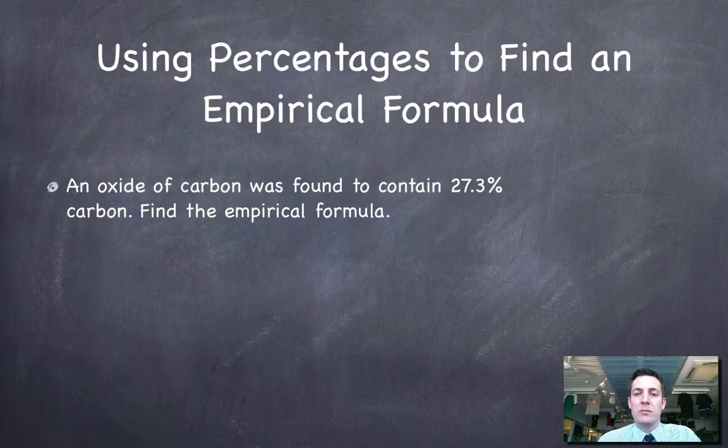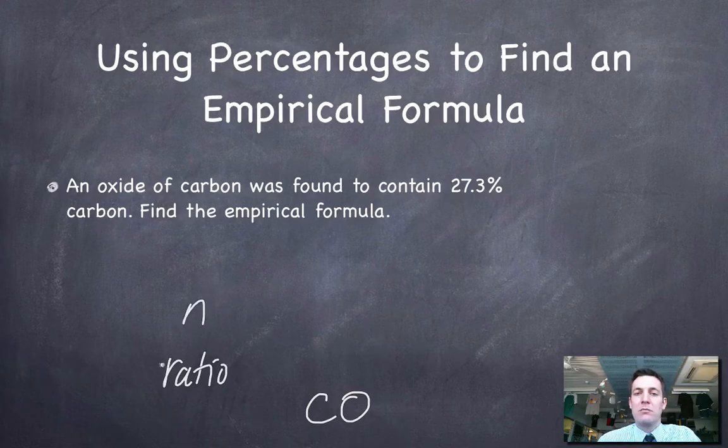Now if we look at another example, here we're being given percentages of elements and we're being asked to find an empirical formula. Here we're told that we've got an oxide of carbon. So in other words, my substance is going to have carbon and oxygen in it. What am I told? I'm told that there's 27.3% carbon. Now I know that I want to find a ratio if I'm going to find an empirical formula. And to find a ratio, I need to know the number of moles.